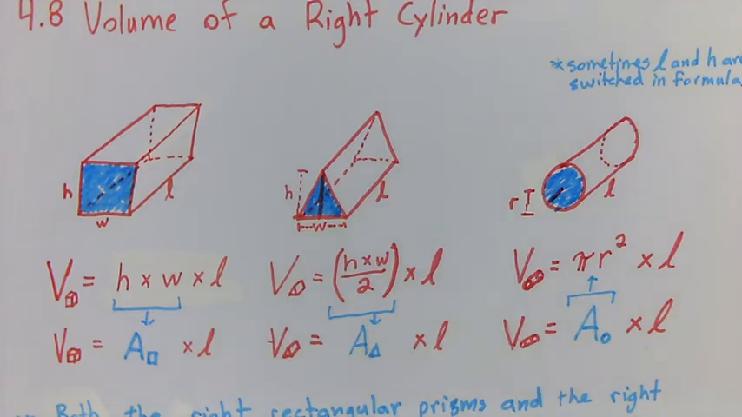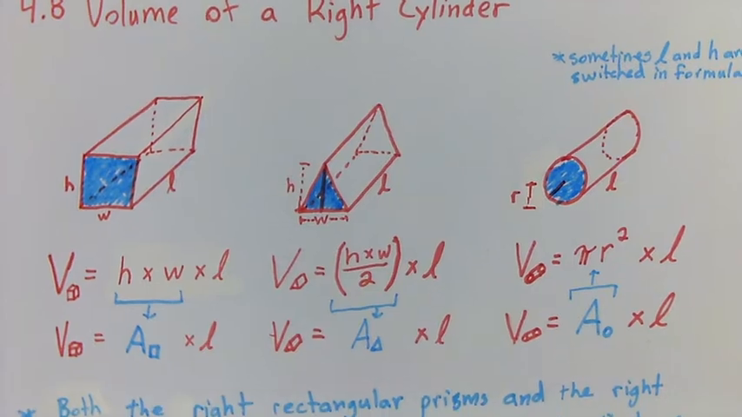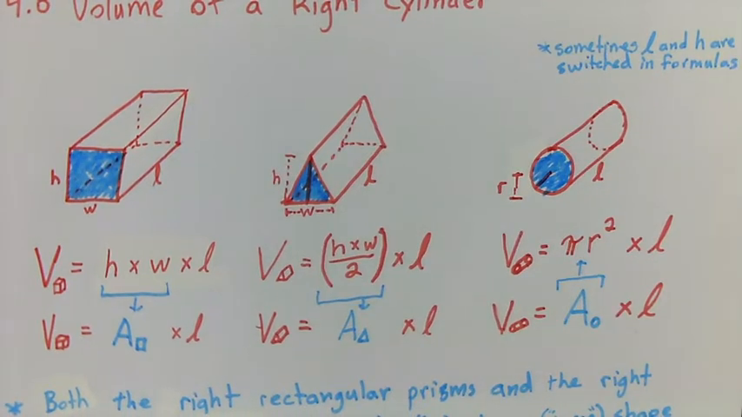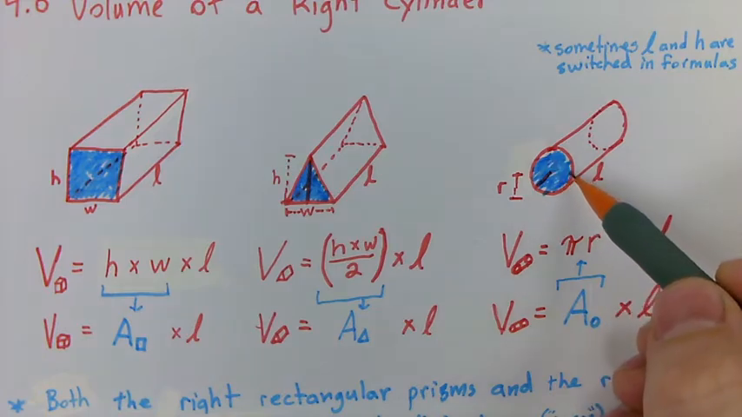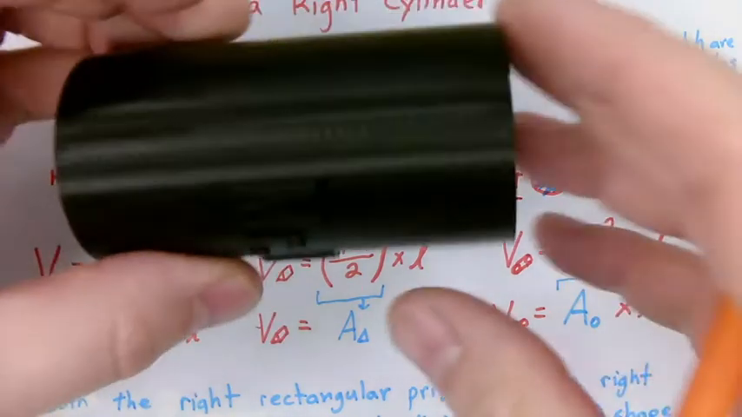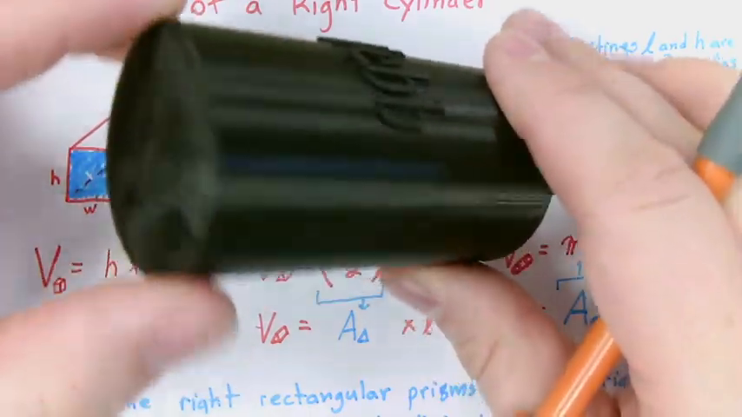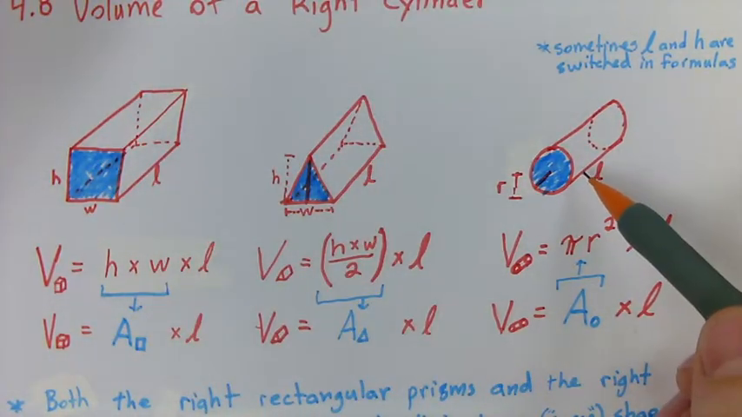Hello, grade 8 math. This is lesson 4.8, volume of a right cylinder. What we're going to do today is figure out how to find the space that this shape here, a cylinder, takes up. We're not talking about the surface area this time. We're talking about the volume, which is the space that shape takes up.